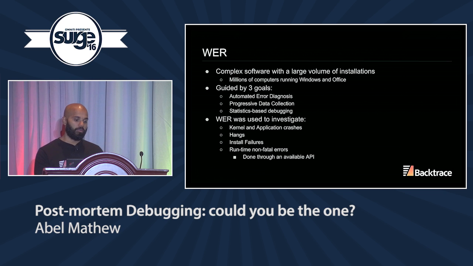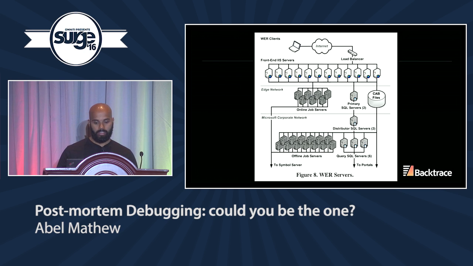The really interesting part also was that Windows error reporting was not used just for crashes. It was used for hangs, it was used for install failures, and they provided an API for developers to actually generate a dump from a running application. So essentially, imagine an API call saying trace me. So it would allow for runtime non-fatal errors as well, and the capture of information of that.